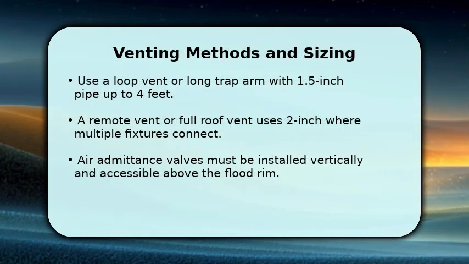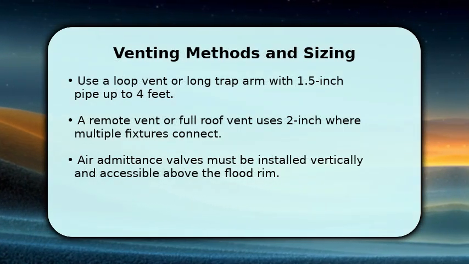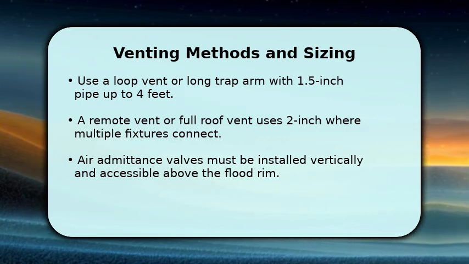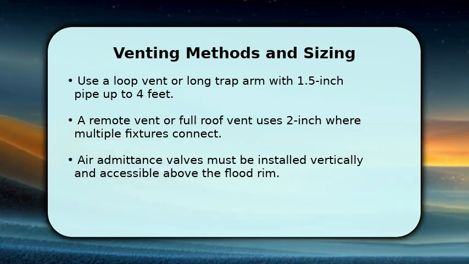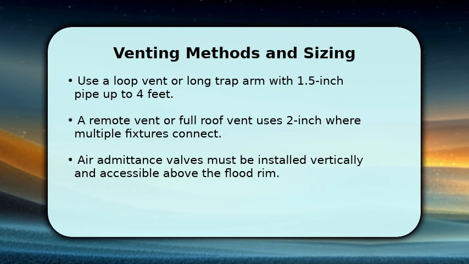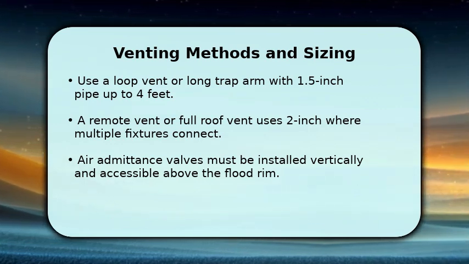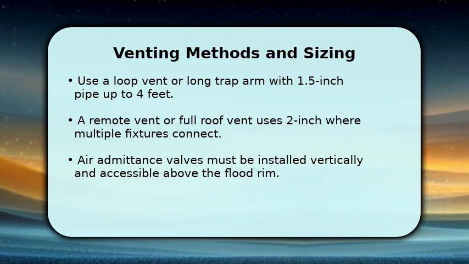A loop vent creates a high loop that ties into an existing vent where possible. Use 1 5-inch vent pipe for a single sink and keep the trap arm under 4 feet for that diameter. If you tie into other fixtures, use 2-inch venting per code for combined loads. Install AAVs vertically and ensure they remain accessible above the sink flood rim.